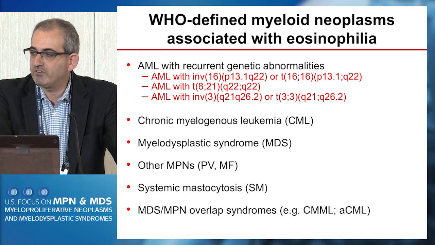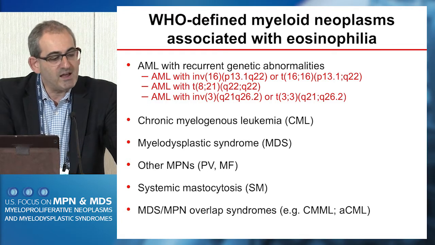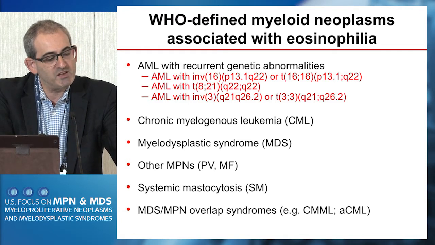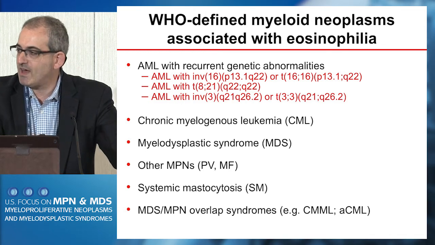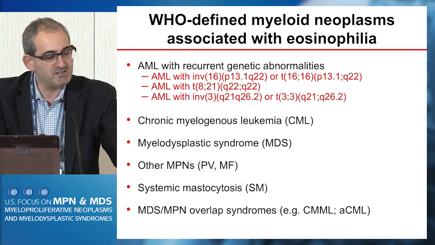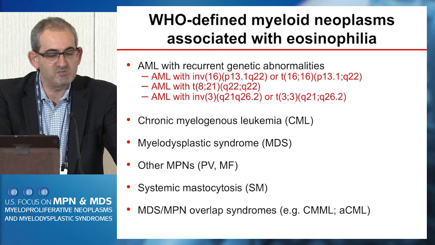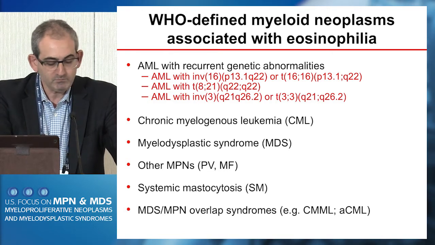One may ask, what is the prognostic relevance of eosinophilia in these disease contexts? There has been a study in MDS where those patients with MDS with associated eosinophilia or basophilia have been shown to have a worse prognosis. In mastocytosis, the presence of eosinophilia seems to be prognostically neutral.